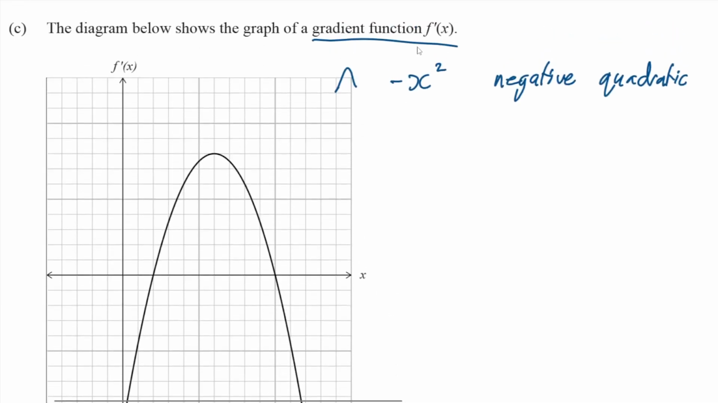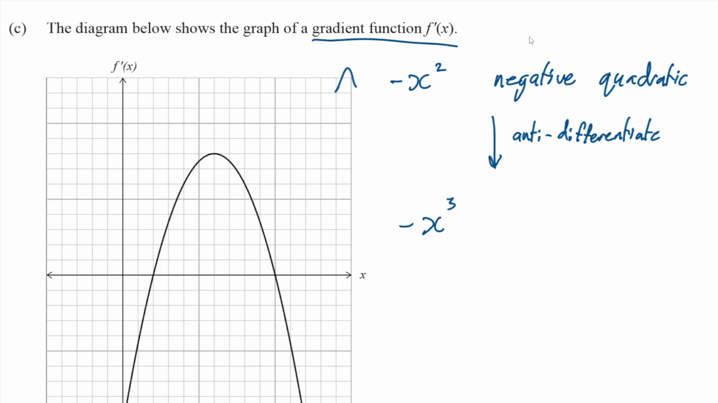So to go from the gradient function to the function, we need to anti-differentiate, right, or integrate. And the antiderivative of negative x squared would be negative x cubed, so add 1 to the power, divide by the new power. In other words, when we anti-differentiate, we will expect a negative cubic.